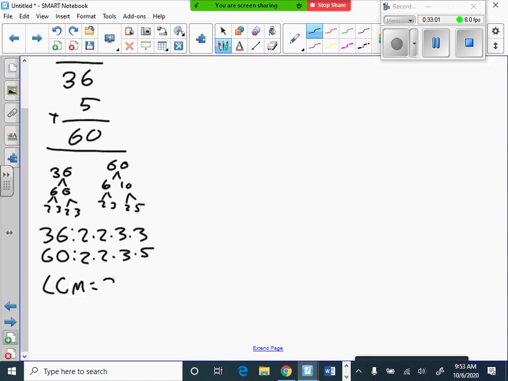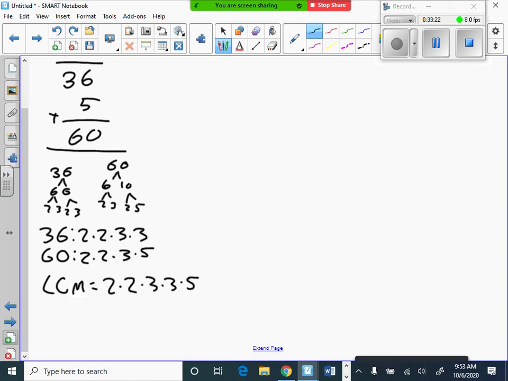2. 2 3s, 1 3. How many 3s are we going to take? 2. Got to have both of them. If we don't have 2, we can't make 36. So I'm going to take a 3 and a 3. No 5, 1 5. How many 5s are we going to take? 1. 1 5. Okay. So this is going to be our common denominator.